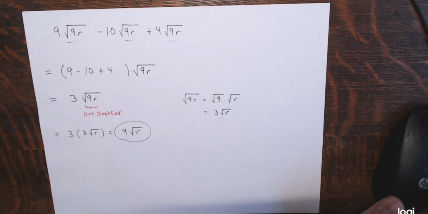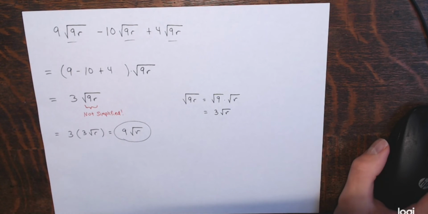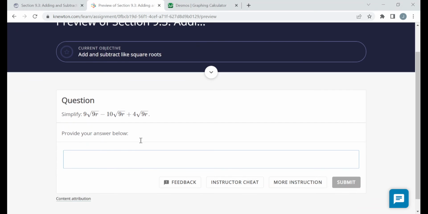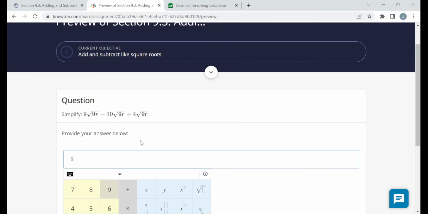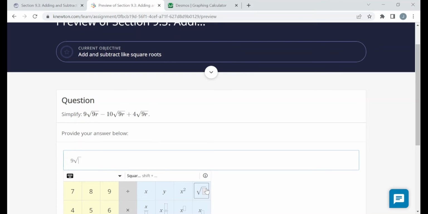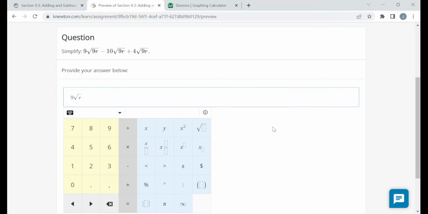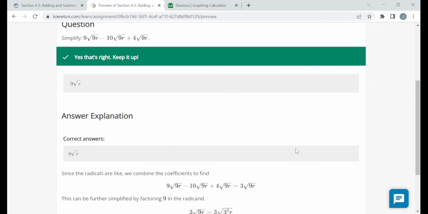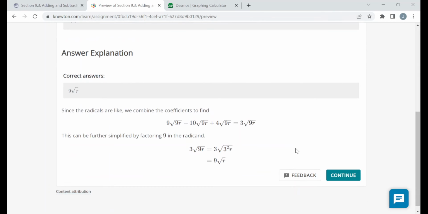The square root is simplified, all the like radicals, all the like square root terms are combined, and that's what we're asked to do, right? We're asked to simplify. So this is 9 times the square root of r. So yeah, be careful, even though they are like in the beginning, the square roots aren't simplified, right? You should still simplify the square roots at the end. Okay.